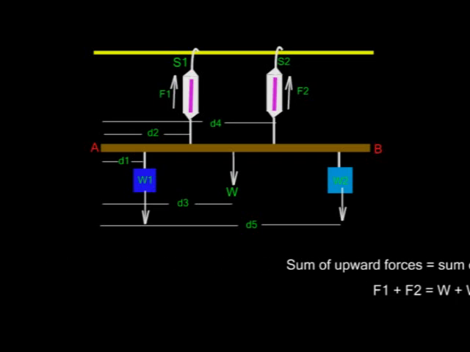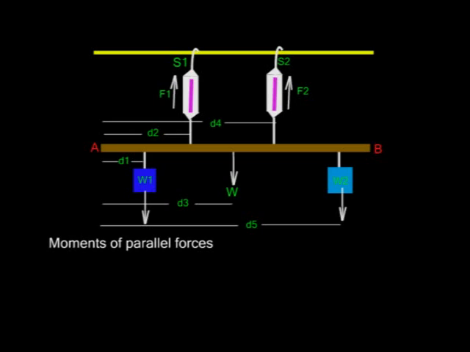Now that brings us to the moments of parallel forces. In this illustration that we just looked at, the moments of F1 and F2 about the point A, which we selected as the reference point, are F1 times D2 and F2 times D4 respectively. Please make sure you notice that. Forces F1 and F2 produce anti-clockwise moments about point A, and their sum is F1 times D2, that is the moment for force 1, plus F2 times D4, that is the moment of force 2.